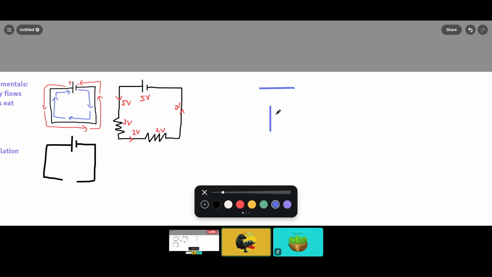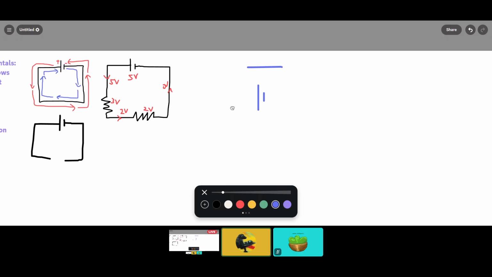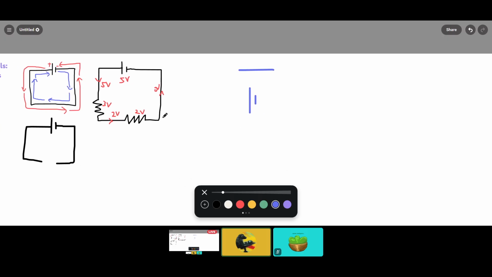The next one is the battery. What the battery does is that it provides voltage to power a circuit, or to provide a current. The next component is the resistor.